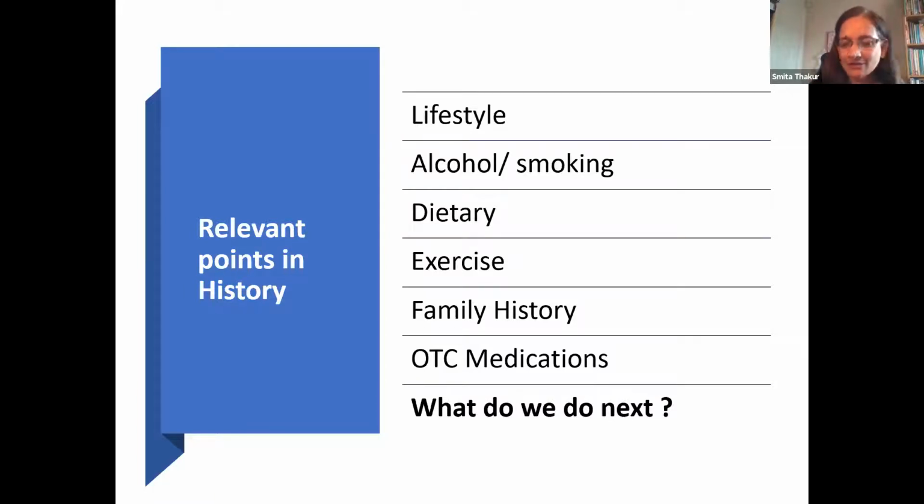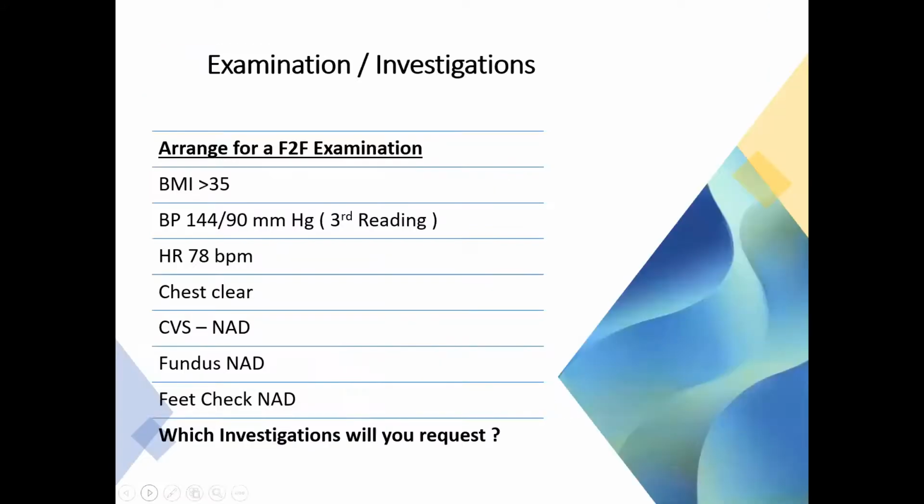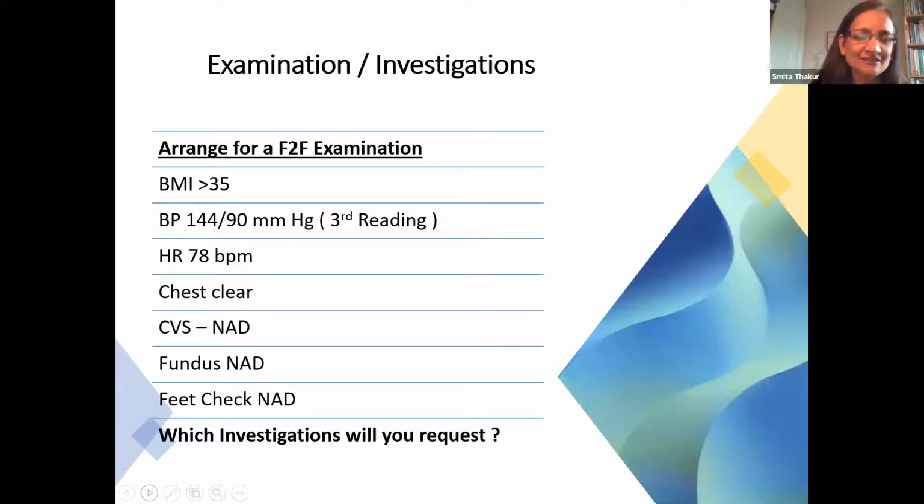Okay, so blood pressure, yes. So we arranged for a face-to-face. It comes out that his BMI is over 35. His blood pressure is 144/90, and that's the third reading.